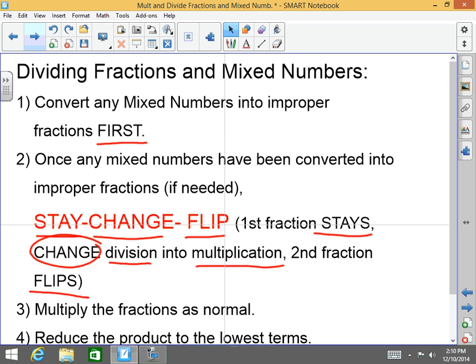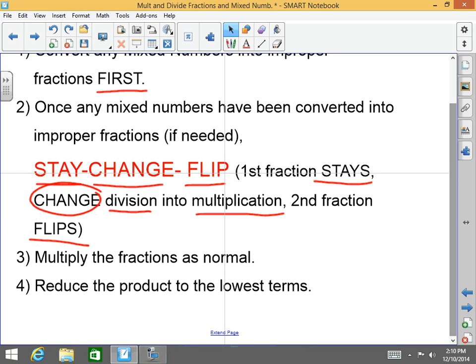Once you have already stay, change, flipped, multiply the fractions as normal and reduce the product to lowest terms. If the product is an improper fraction, you must turn it into a mixed number. So stay, change, flip. You can sing it like a little song. Remember it always, forever. You're going to use it in algebra and geometry, and when you're dividing polynomials.